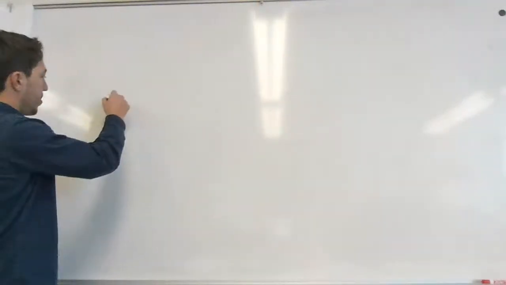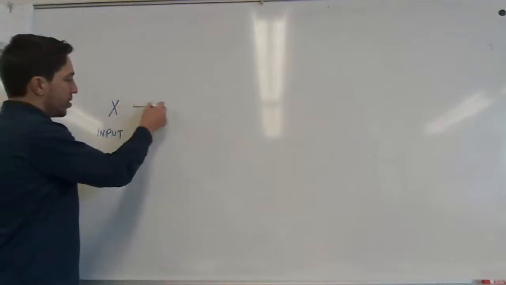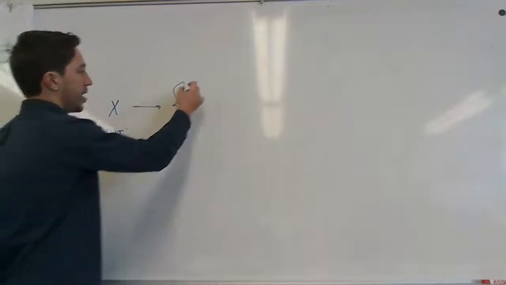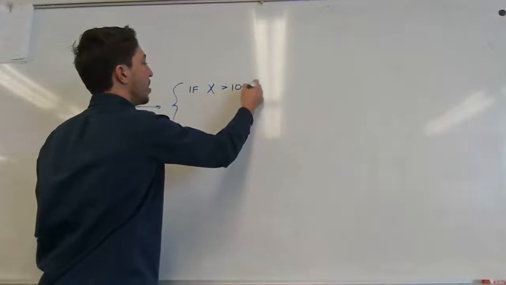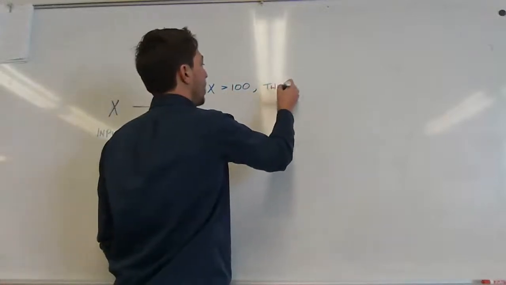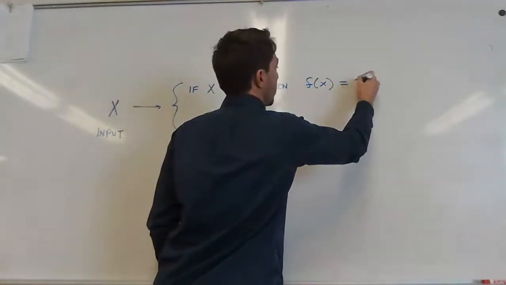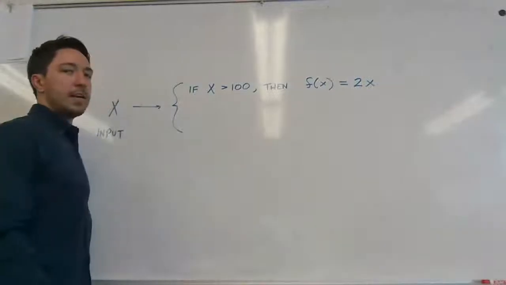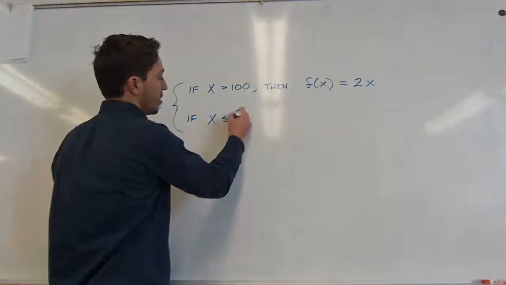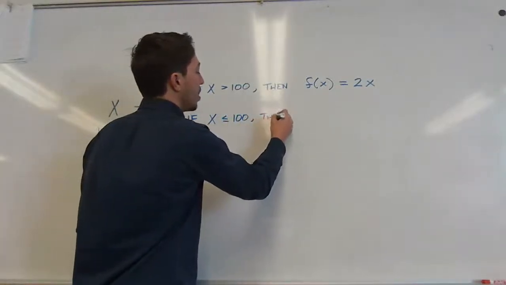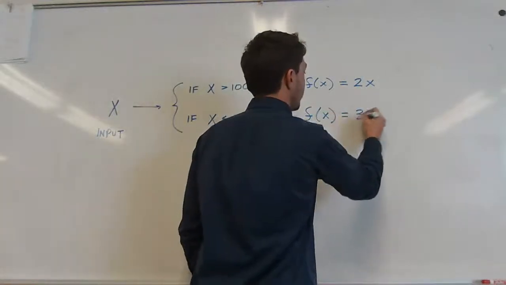When you're doing computer programming, computer science stuff, a lot of times you'll have a situation where you have an input. Let's say the input is X. Your function checks: if X is bigger than 100, then the output, let's say we double our input. And if X is not bigger than 100, then let's say you triple it.